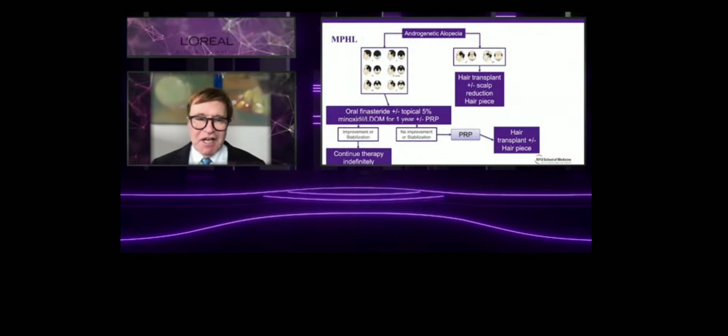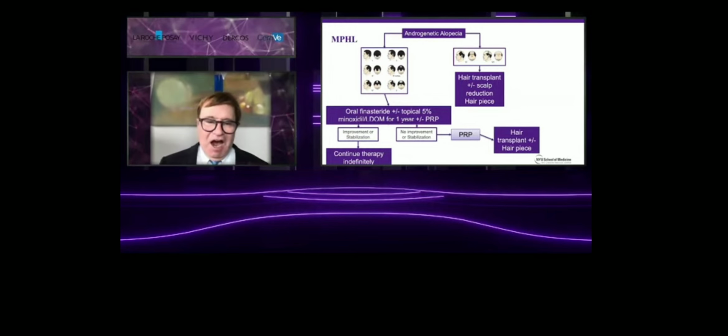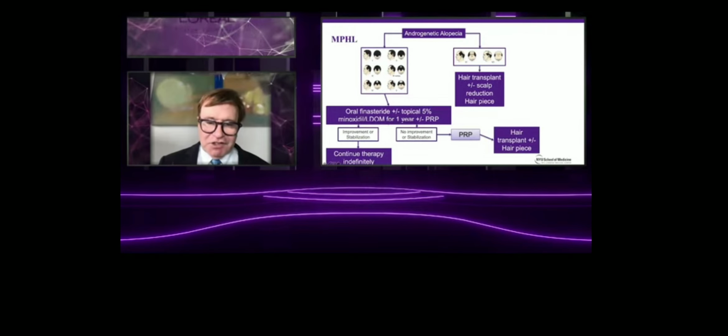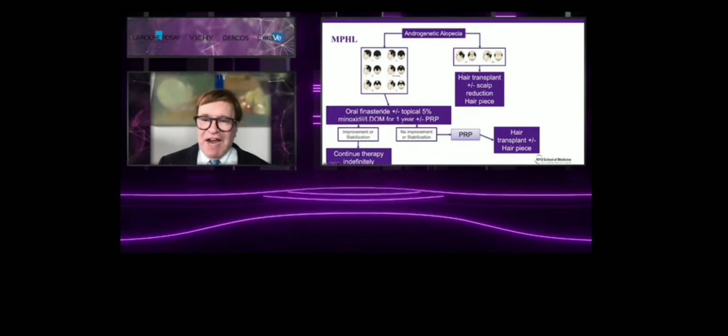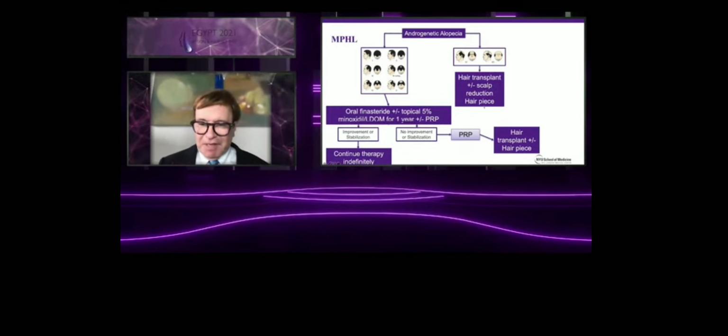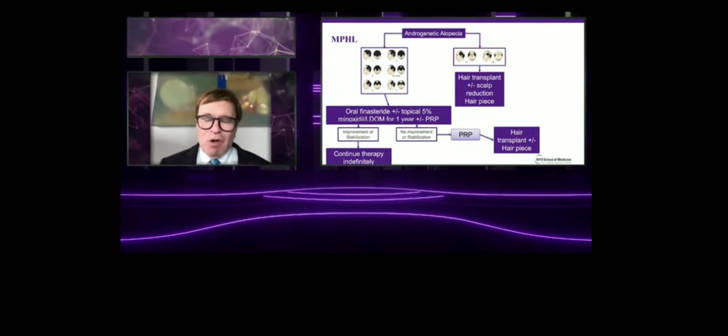Now, what about men? We use oral finasteride plus or minus topical minoxidil, low-dose oral minoxidil. Then we may use PRP as well, continue therapy indefinitely. If somebody is very extreme, hair transplant plus or minus scalp reduction or a hair piece. So these are how we treat men and women who have it.